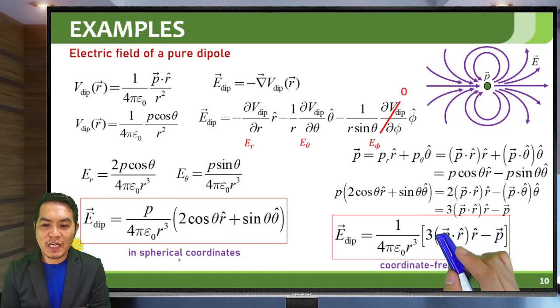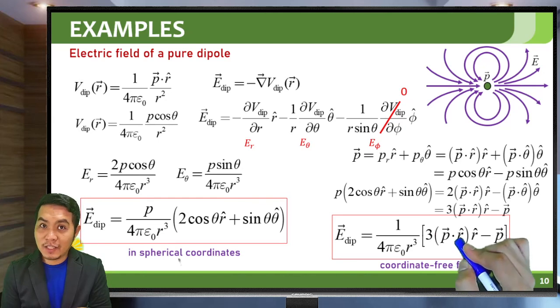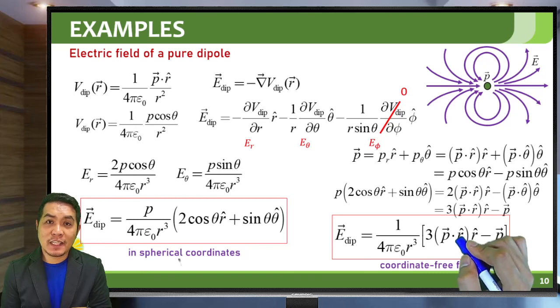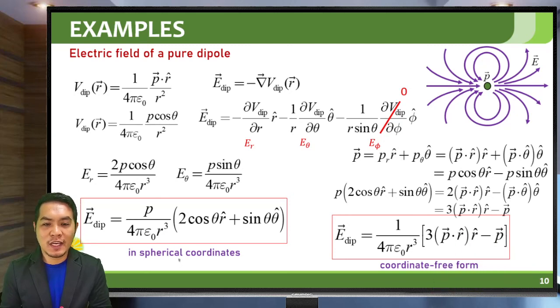Take note, the p vector here can be in any coordinates: Cartesian, cylindrical, or spherical. The r hat here can be in any coordinate system. It can be in Cartesian, so it's in terms of x, y, and z, or in cylindrical in terms of s, phi, and z, or in spherical, which is just r. So this is the electric field of a dipole in coordinate-free form.